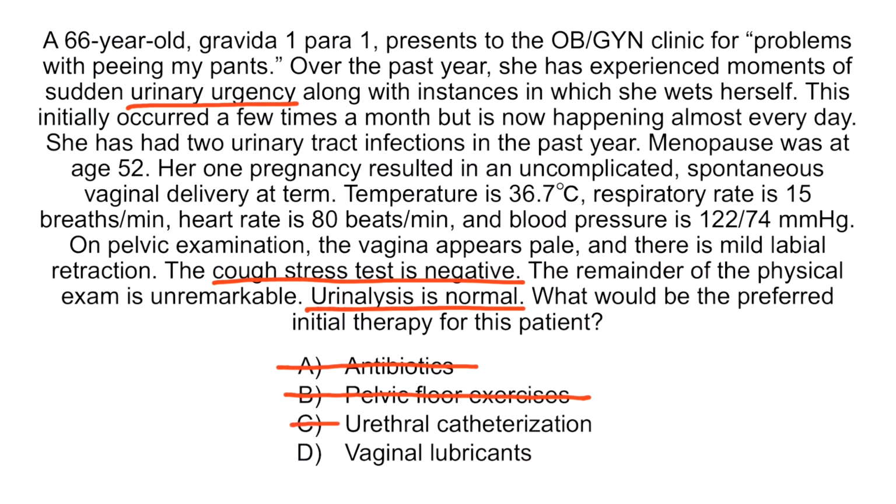Now, answer choice C is incorrect as well. And we often use urethral catheterization for patients with overflow incontinence. And here, the patient is struggling from overly frequent urination and not the inability to urinate. So this wouldn't make sense. You don't need a catheter if she's not having trouble urinating. She's just doing it when she doesn't want to. So again, answer choice D, vaginal lubricants, is the correct answer.